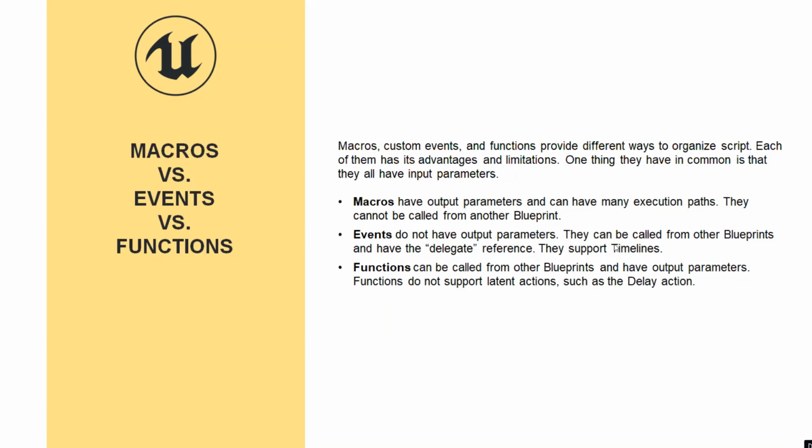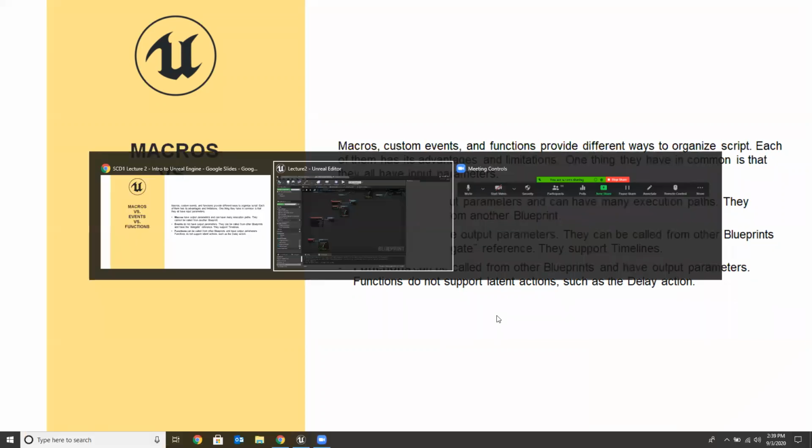They do support timelines. So timelines are what we call latent action. It's messing with time. Same with delay. And then functions can be called from other blueprints and have output parameters as well as input parameters. They do not support latent actions like delay and they cannot have multiple execution paths. So let's take a look at that.